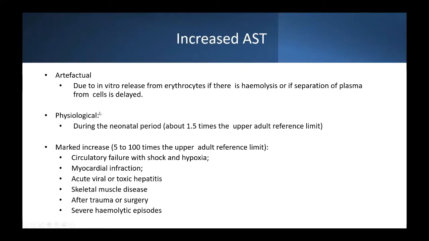Other is the physiological. During the neonatal period, when the individual is growing, in the growing phase, the activity of the AST in the blood plasma is higher than the normal activity of the AST. And if there is any disease, any pathology with the listed organs, like myocardial infarction, shock, viral or toxic hepatitis, after trauma or surgery, or hemolytic episodes or hemolytic types of disease, like the autoimmune diseases. In those autoimmune diseases, when there is excessive hemolysis, the AST activity in the blood plasma is found to be increased.